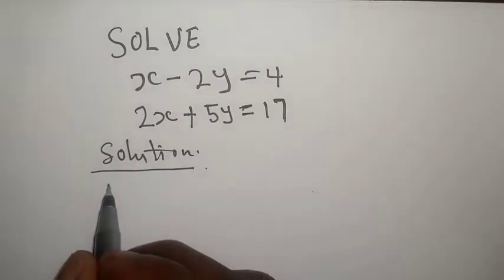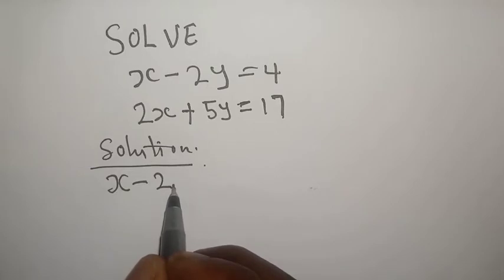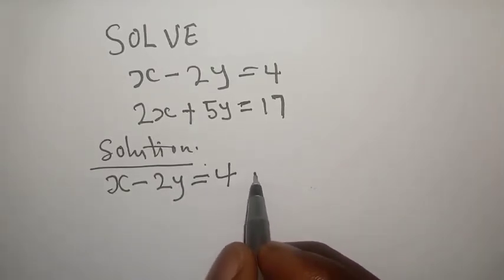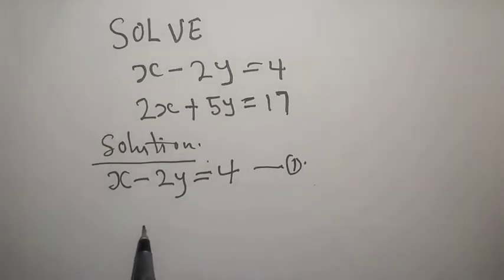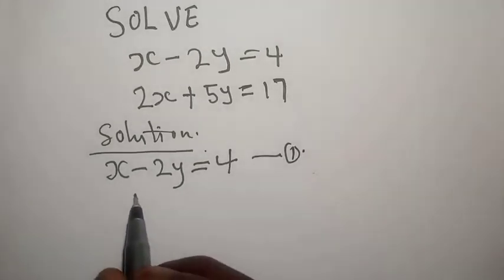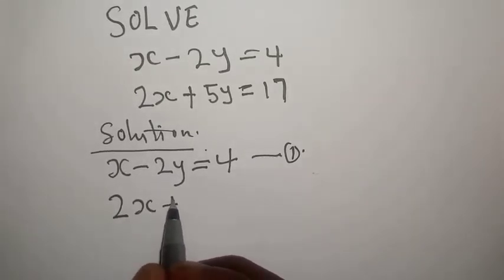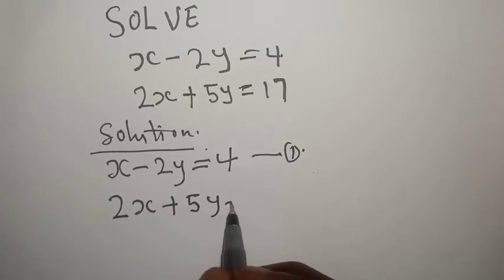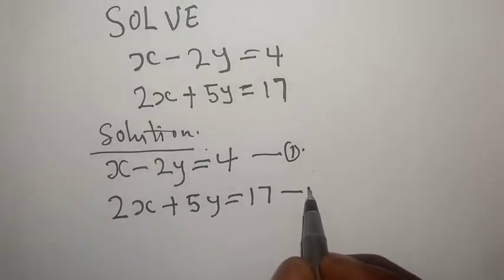Then the question says x minus 2y is equal to 4. Let's call this equation 1. That is our equation 1. Remember, we are using the substitution method. Then we have 2x plus 5y is equal to what? 17. Let's call this our equation 2.